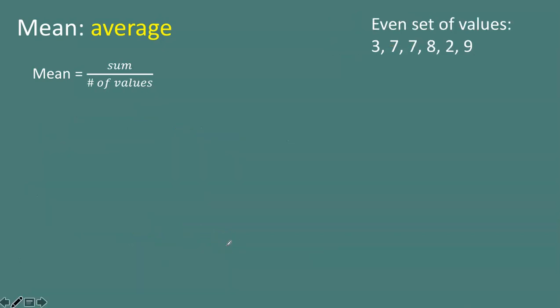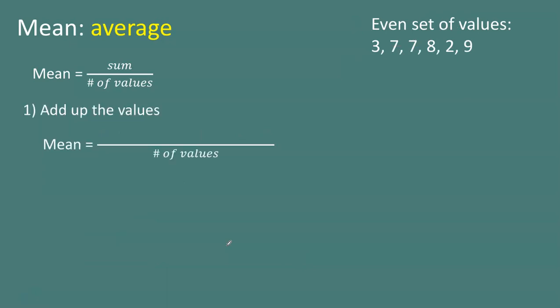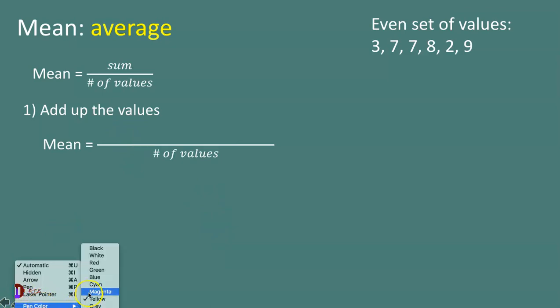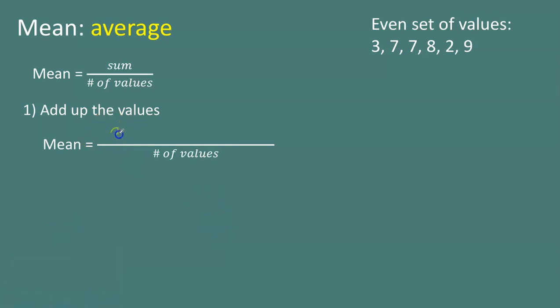And we have one more example to look at, so try to memorize these steps. Step 1, you add up the values. So we're going to add the 3 and the 7 and the 7. Just going to write 3 at a time, because if I write more than that, I usually make a mistake. 3 plus 7, and then I'm going to add on the 8 and the 2 and the 9. And that gives me a total of 36.